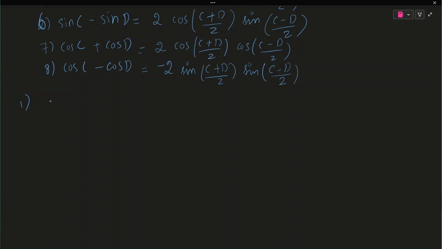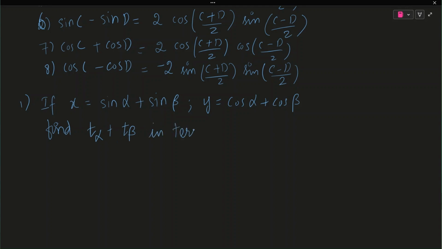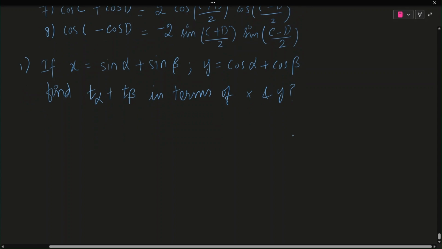If x is equal to sine alpha plus sine beta, y is equal to cos alpha plus cos beta, then find tan alpha plus tan beta in terms of x and y. So yes, now we have to find tan alpha plus tan beta in terms of x and y, and x is given as sin alpha plus sin beta, and y is given as cos alpha plus cos beta.